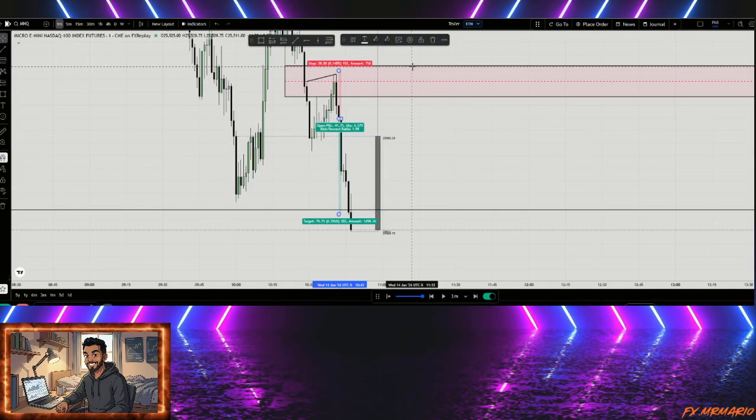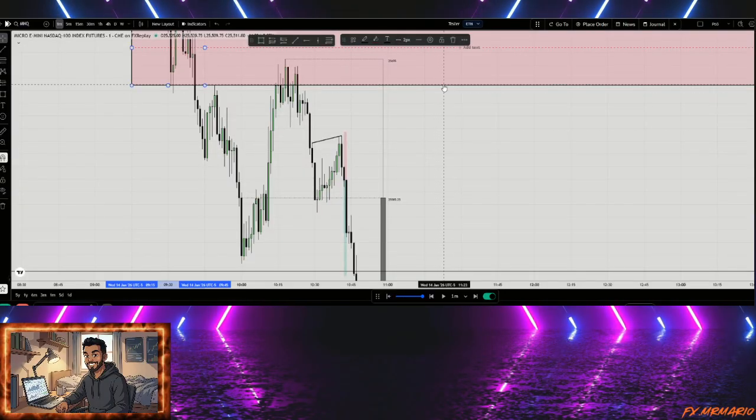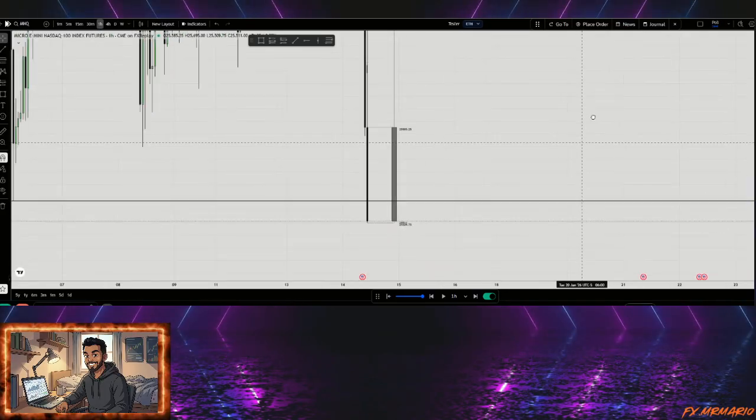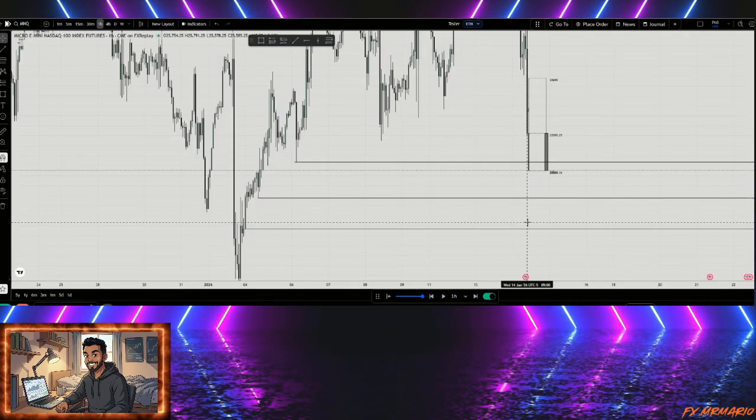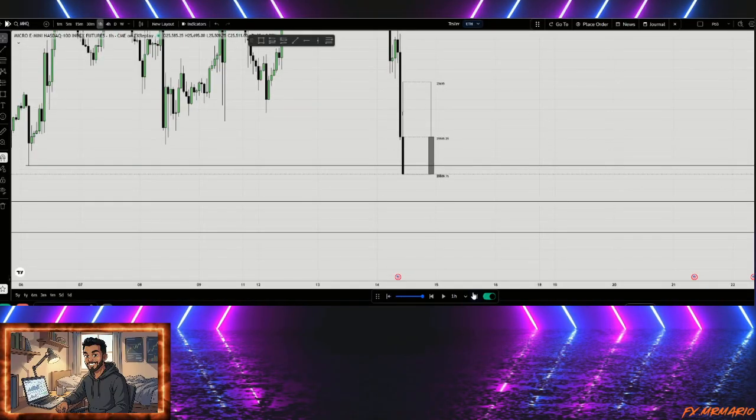We missed that setup. Nevertheless, this has been reacted off from. Right? We didn't get a retest. Let's delete all these fair value gaps and all that. Now let's look back at the 1 hour. What is 1 hour doing? It hasn't been 11 o'clock, right? So let's just fast forward a bit.